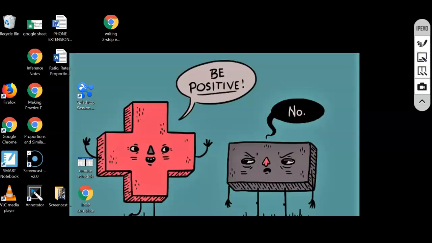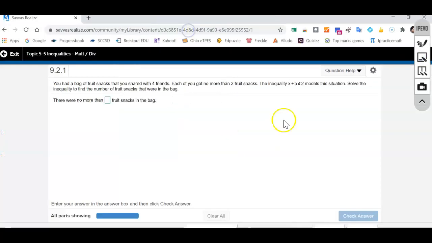Okay. We got some word problems. I knew you'd be excited about that. So let's look at some of the wording.